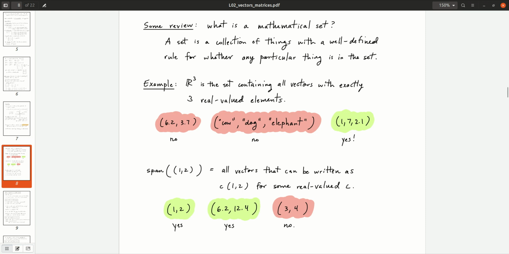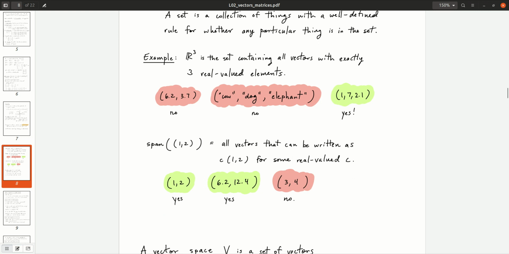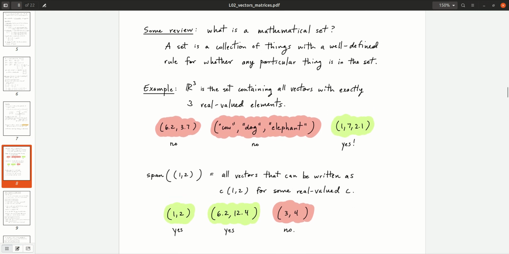But 3 comma 4 is not in the set. The way you can tell that is think about what number would you have to multiply 1 comma 2 to get 3 comma 4, and there's no such number. If you multiplied 3 times 1 comma 2, you'd get 3 comma 6, which would not be this. So this one is not in the set because we can't find any c such that this thing is equal to c times 1 comma 2. So again, let's think of sets as a rule.